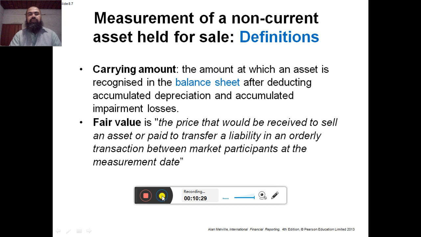So fair value is a concept in which we see the price that would be received to sell an asset or paid, where two parties, freely in a proper market, can buy and sell an asset, and the price on which they agree with each other, that is called the fair value of that asset.